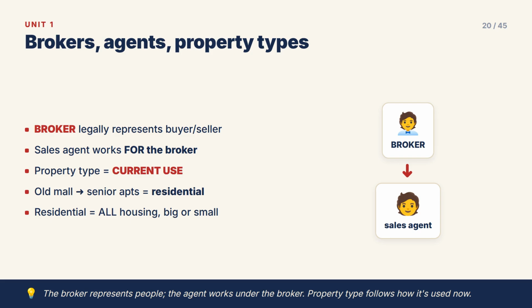And property classification follows current use. An old shopping center reborn as senior apartments is residential. A mansion split into condos is still residential. Residential means all housing, city lot to acreage, one family or many.